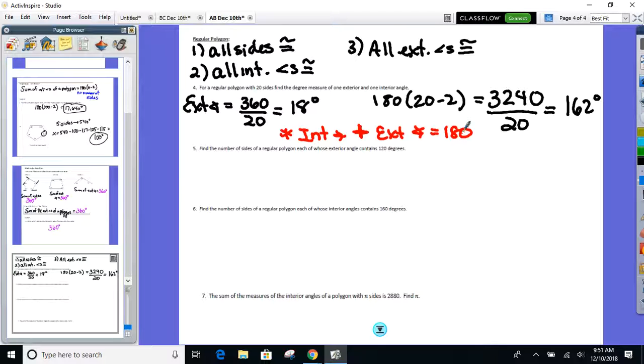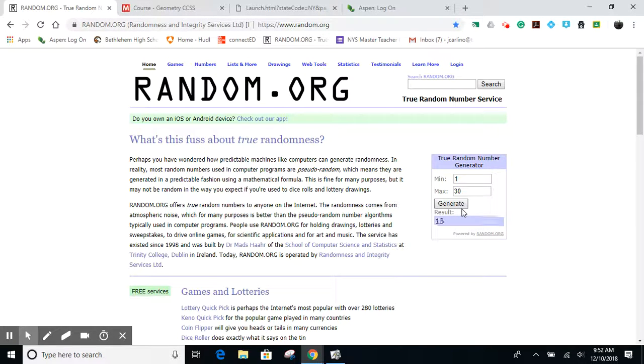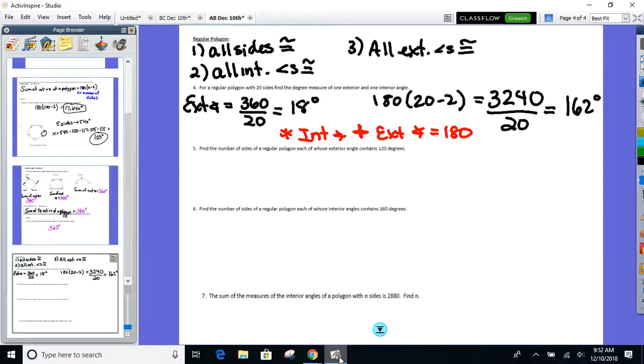All right, let's find the number of sides now. I'm going to do 5 and 6 with you, and then I'm going to leave 7 in your group. All right, number 5, find the one exterior angle measures 120. How many sides does it have? All right, who's helping me with this one? 13, Emily? All right, ready to roll?